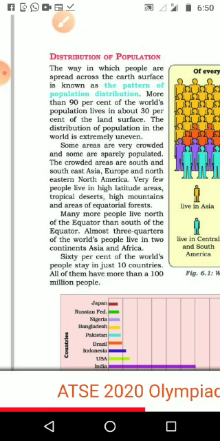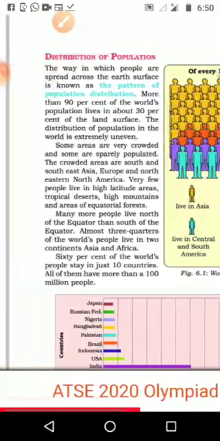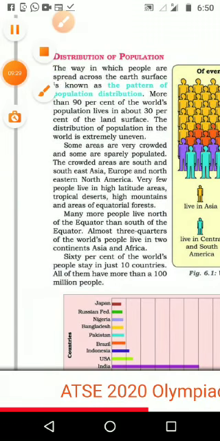So we are moving to the next topic, that is distribution of population. How it is distributed, where we can see the maximum people.